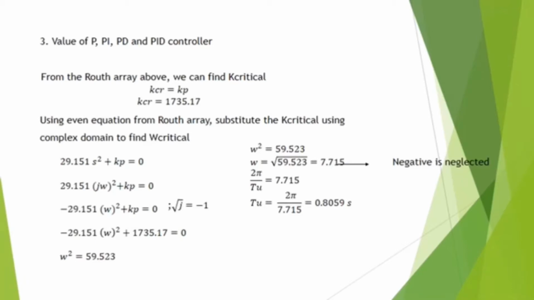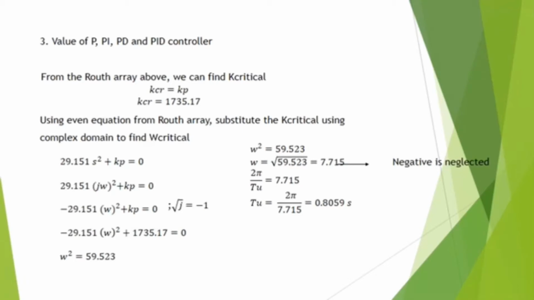By using the even equation from the Routh array, we substitute the K critical using the complex domain to find omega critical. So we know that the even equation is 29.151 s squared plus Kp. And then we change the s squared into the j omega form. After that, we substitute the value of Kp and we know that j omega squared equals -1. So we substitute and we get that omega squared is equal to 59.523, and then we want to find the omega only. So we get the answer, which is 7.715.